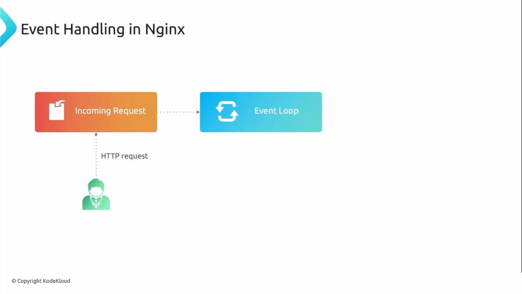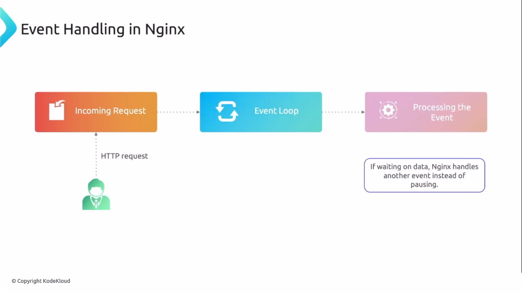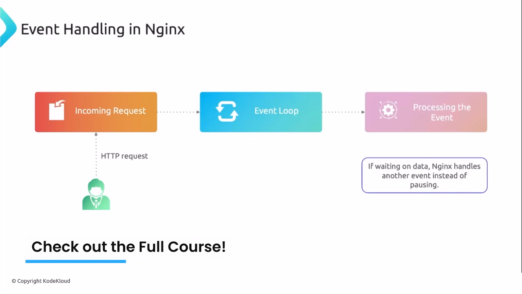Then it goes to the third step, and that's the processing event, which represents our chef making the dish. If it's waiting on data like a response from a database, it moves on to handle another event rather than just waiting. The chef wouldn't prepare one ingredient at a time.